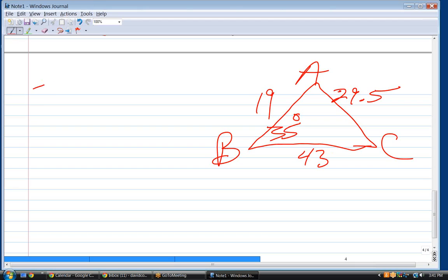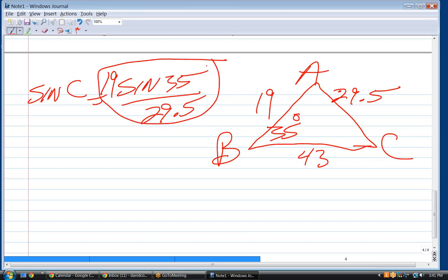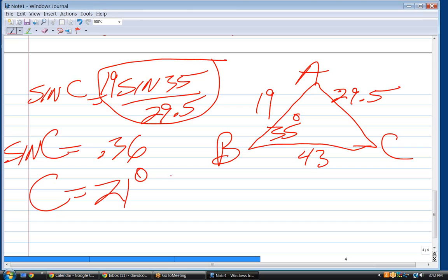So we got the sine of C over 19 is equal to the sine of 35 over 29.5. Let's come up with the sine of C. It's equal to 0.36. And now take the inverse sine of 0.36. 21. All right, now we're talking. That looks like a better answer. Right? Now what's angle A?